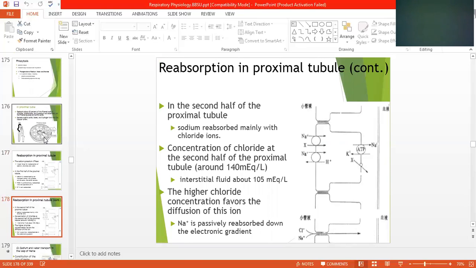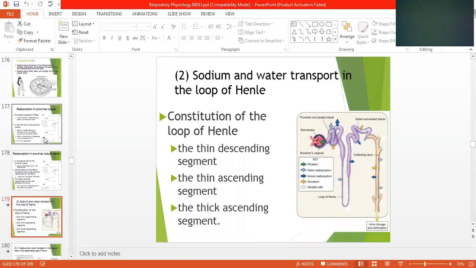In the second half of the proximal tubule, sodium is reabsorbed mainly with the chlorine ion, as sodium chloride. The concentration of chlorine in the second half of the proximal tubule is around 140 milliequivalents per liter, while interstitial fluid is about 105 milliequivalents per liter. The higher chlorine concentration favors the diffusion of this ion. Sodium is passively reabsorbed down the electrical gradient.